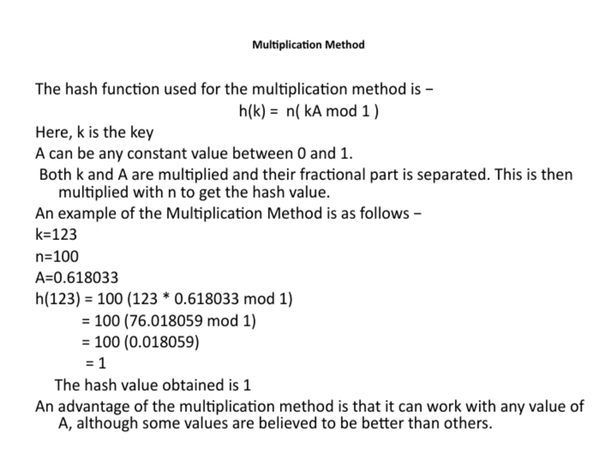To make this clearer, let's walk through an example. Suppose our key k is 123, our table size n is 100, and we choose a as approximately 0.618033. So first, we multiply 123 by 0.618033, which gives us roughly 76.018059. Next, we take the fractional part of that, which is approximately 0.018059. We then multiply this fractional part by 100, resulting in about 1.8059. Finally, we take the integer part, which is 1, and that becomes our hash value.